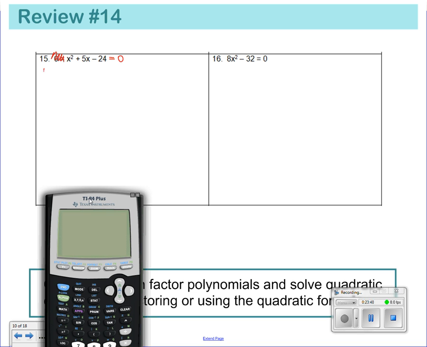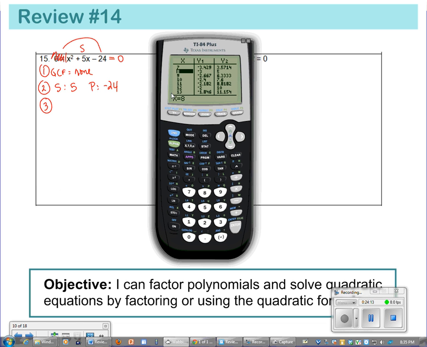Now let's solve. Let's look for the GCF. GCF, there is none. There's not a number in front of the x squared. Looking for our sum. Our sum is 5. That's the number in front of the x. And our product, coefficient of the x squared times the negative 24. So 1 times negative 24 is negative 24.